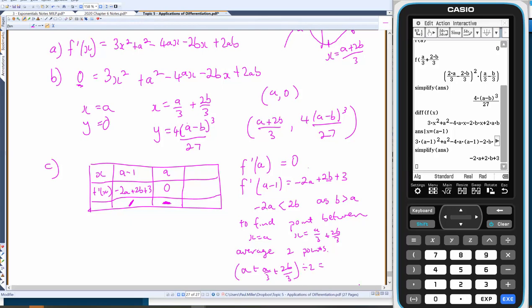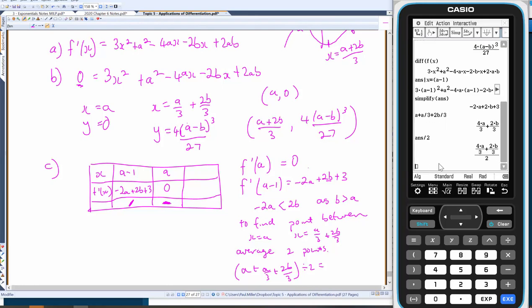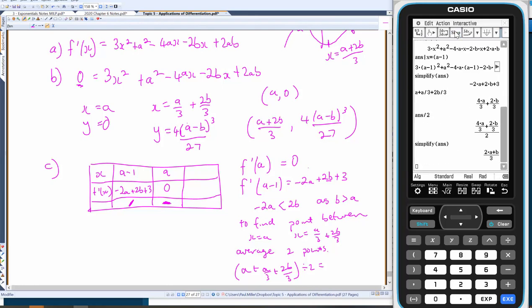So that is going to be, and I'm just going to get that done on the calculator, and you can see why I've done this on the calc. A plus A on 3 plus 2B on 3 over 2. It's looking pretty ugly. Let's simplify it. And that's going to be 2A plus B on 3. So this is going to be the midpoint.